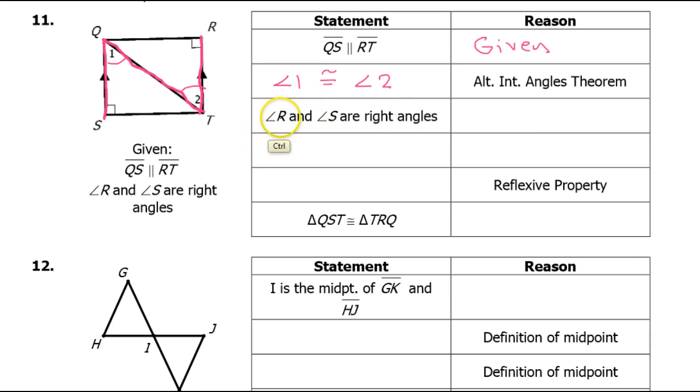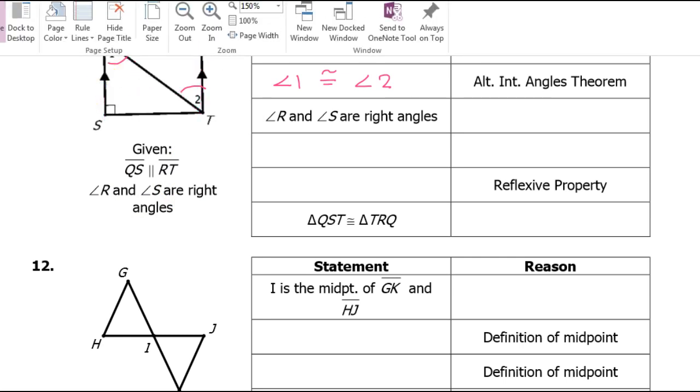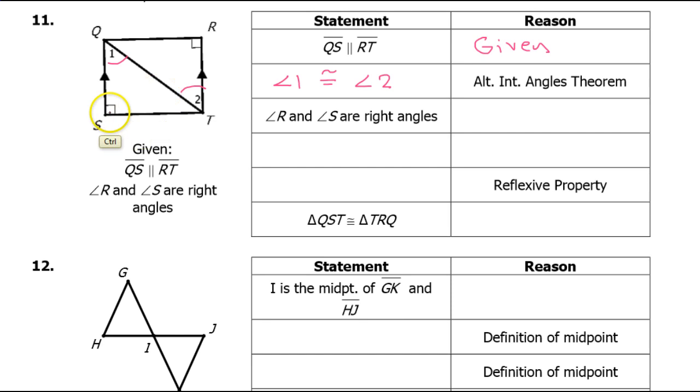Okay, now next in the proof it says angle R and angle S are right angles. Well, that is something else that is given to us. All right, I'm going to go ahead and erase the N for now. All right, so we have that. They're already marked the right angles, but that was given.